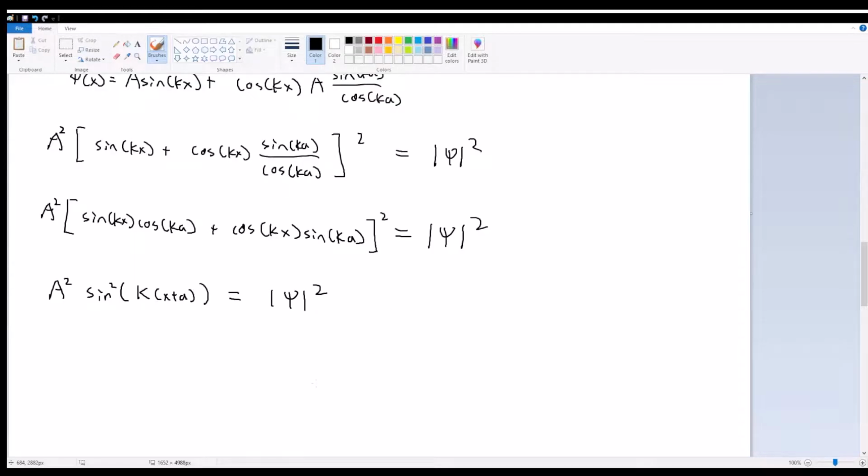If we then take the integral, we have the integral from negative a to positive a of a squared times sine squared of k(x plus a) dx equal to 1, and then we can normalize this. To do this, we're going to have to use the double angle formula. So let me just pull that up.